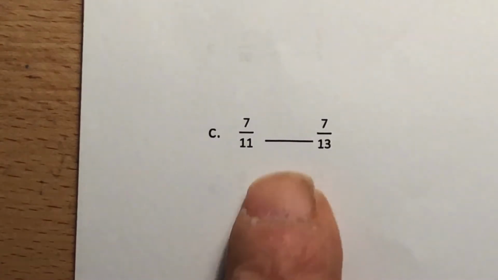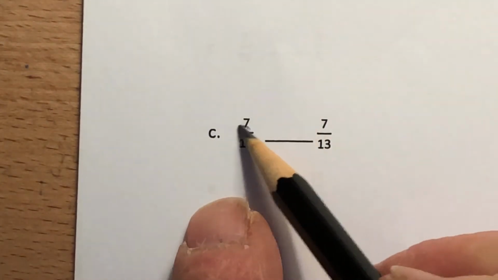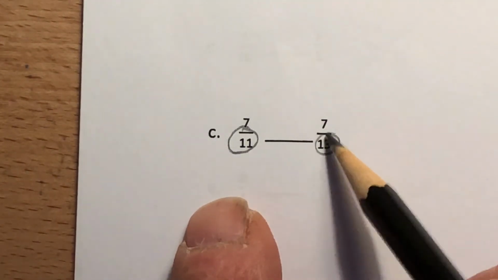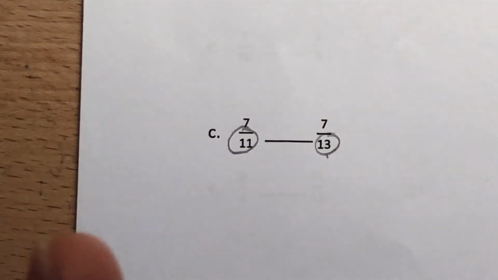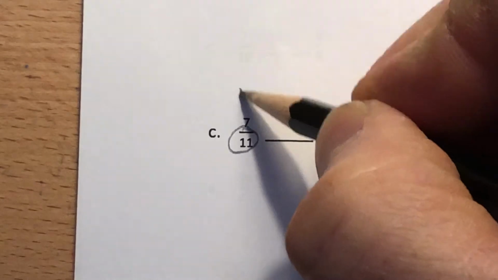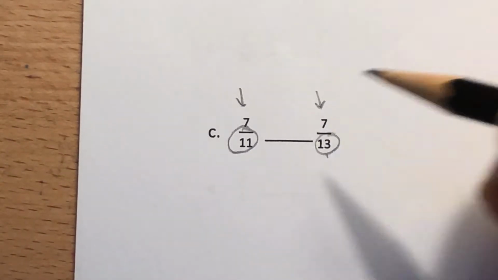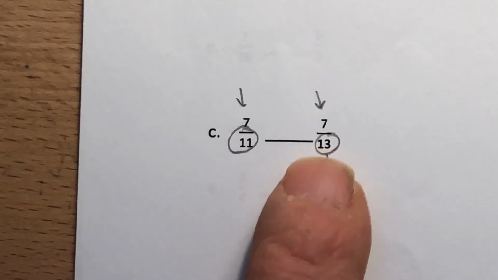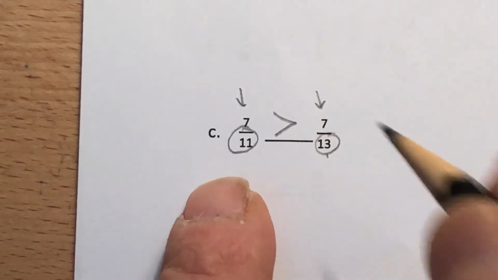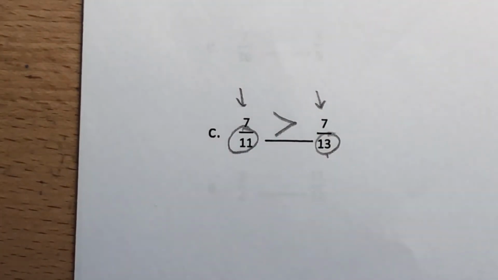Let's take a look down here, and this is going to be the same. See how I'm dealing with 11ths and 13ths? Okay, 13ths are smaller sized pieces. The more I cut something up, the smaller the piece. So if my numerators are the same exact size, I know that 7 larger pieces is going to be bigger than 7 smaller pieces. 7/11ths is greater than 7/13ths.